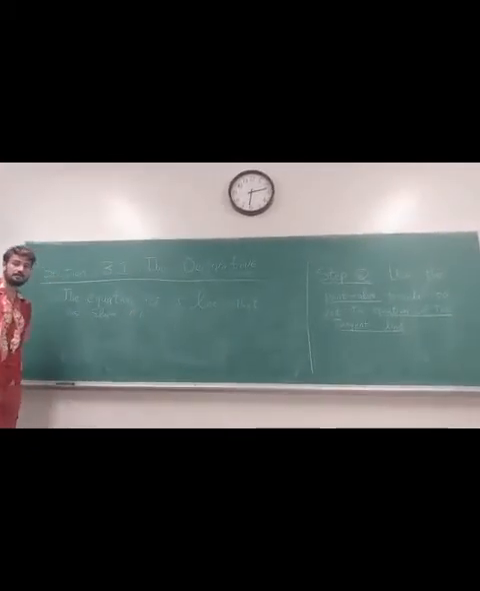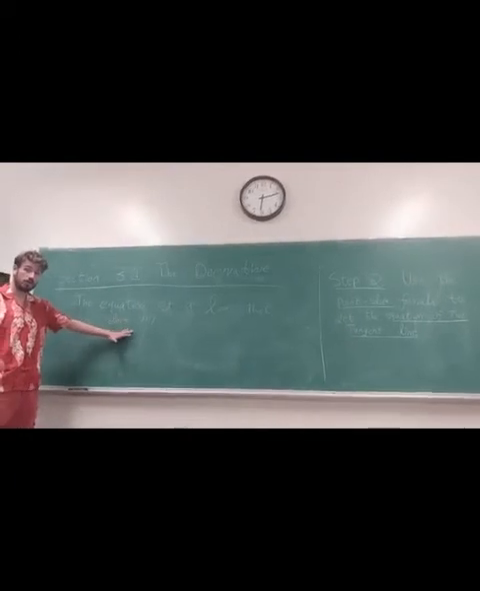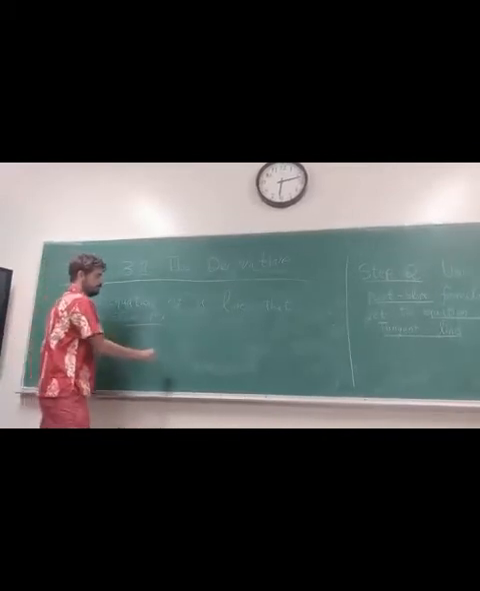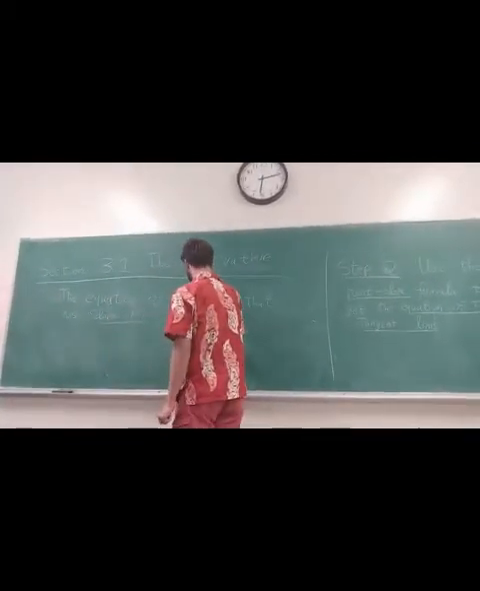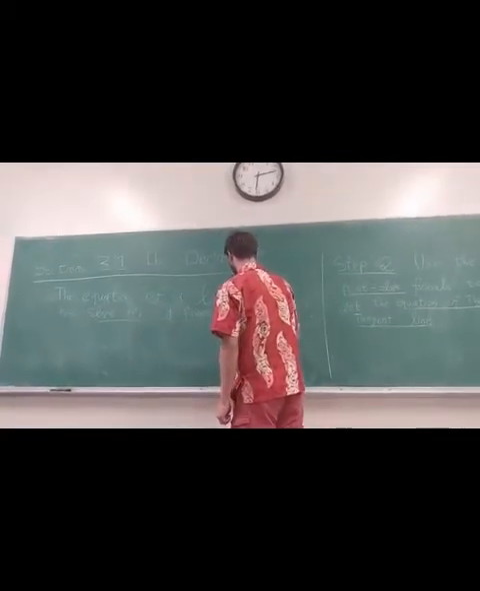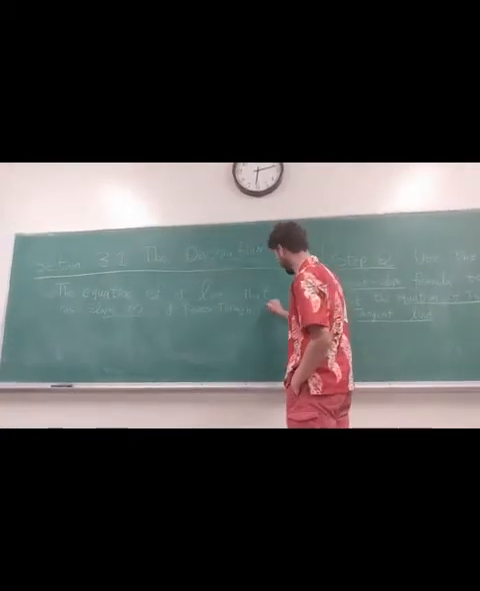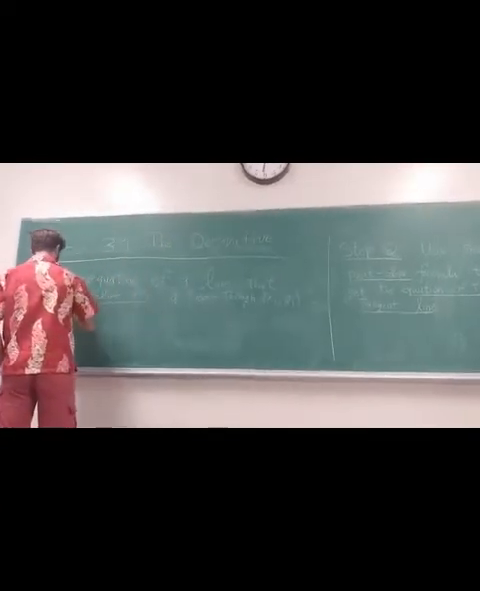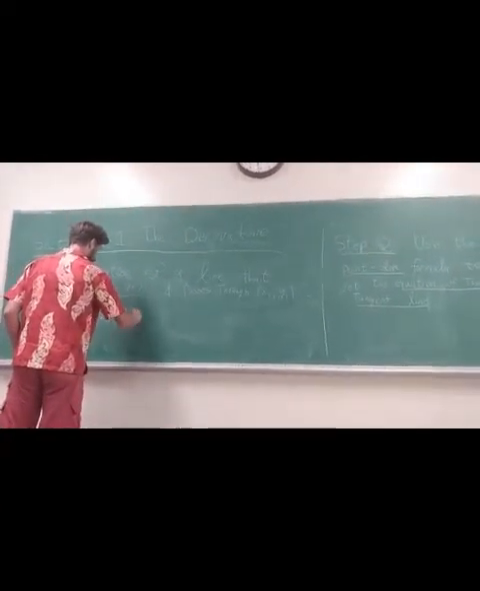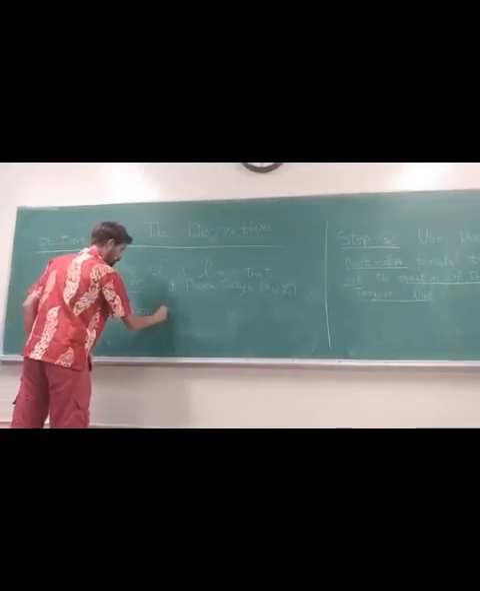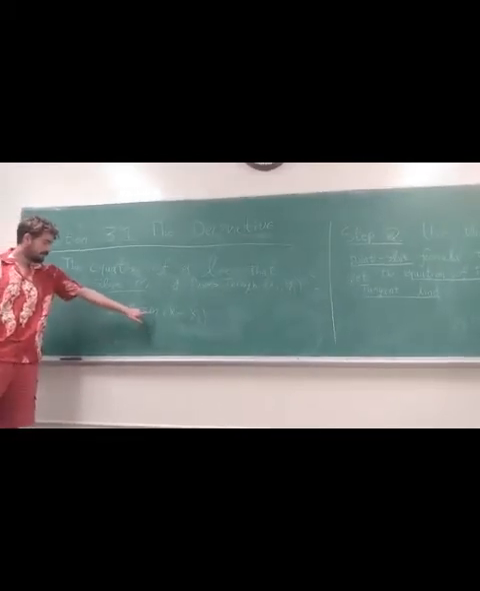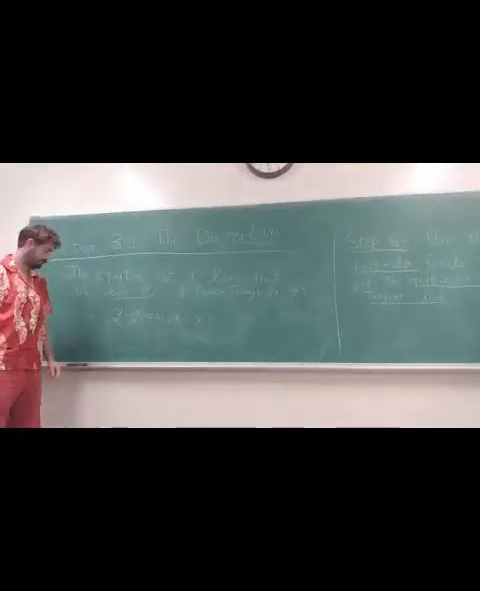Equation of a line: lines can be determined by two pieces of information. One is their slope, the other is the point they pass through. The equation of a line that has slope m and passes through the point (x1, y1) is y minus y1 is equal to the slope m times x minus x1.